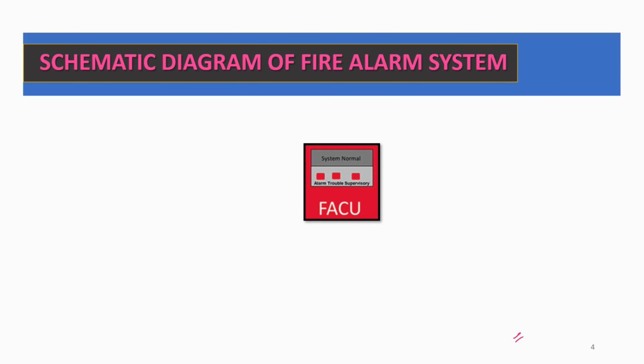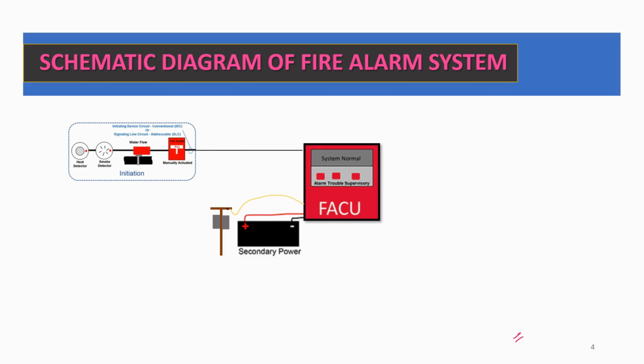Now coming back to the schematic diagram, the primary power supply is connected to the fire alarm control unit, and secondary power supply or standby batteries will also be installed in the fire alarm control panel, or they can be installed near the fire alarm control panel. So the initiating devices like smoke detector, heat detector, manual pull stations and flow switches will be connected to the fire alarm control panel. We'll discuss alarm, trouble and supervisory signals in our next slide.